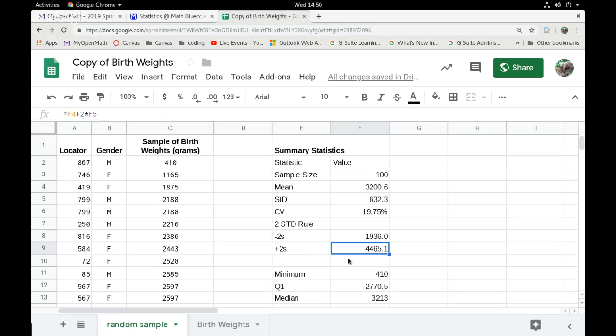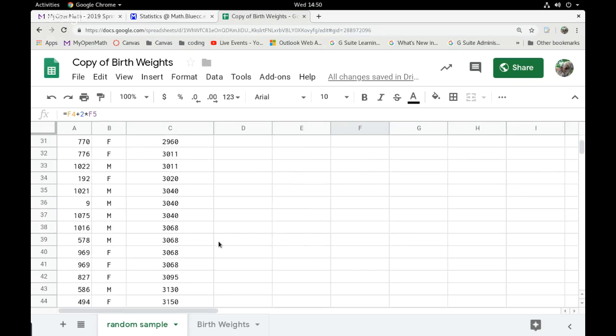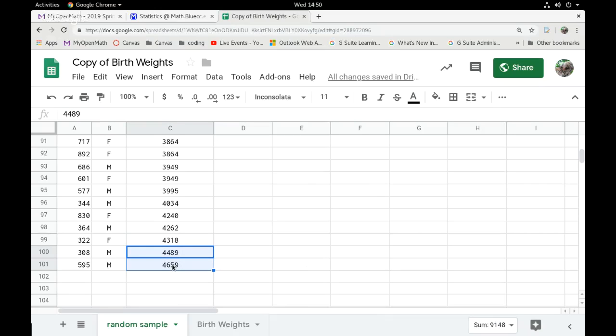Unusually high, the 2 standard deviation rule marks us at about 4465 grams. So if we scroll down to the end, 4465, it looks like I have 2 that are unusually heavy babies compared to the rest of the data.